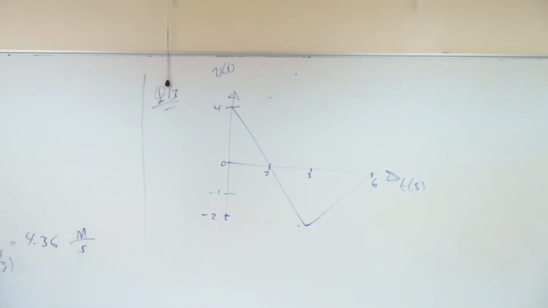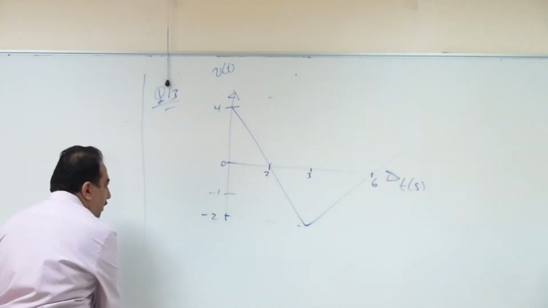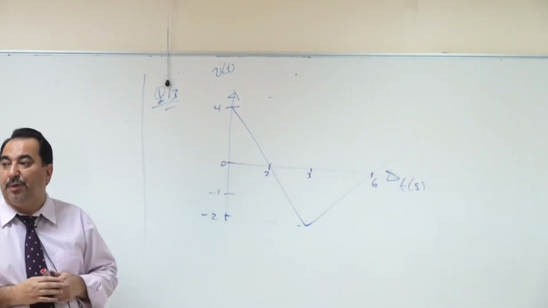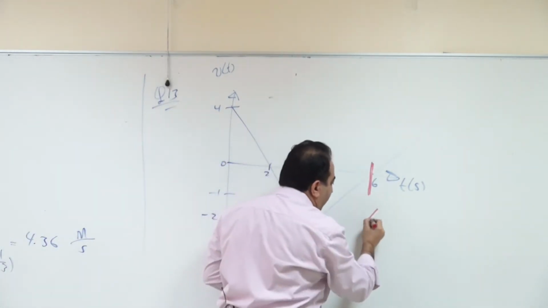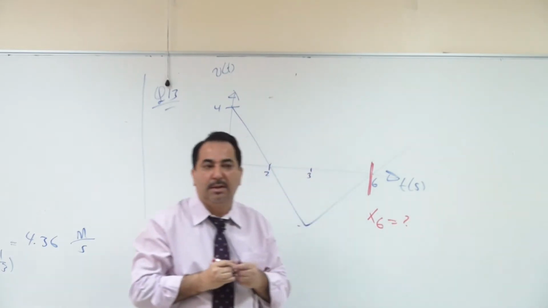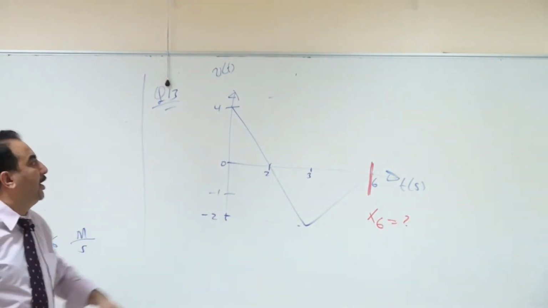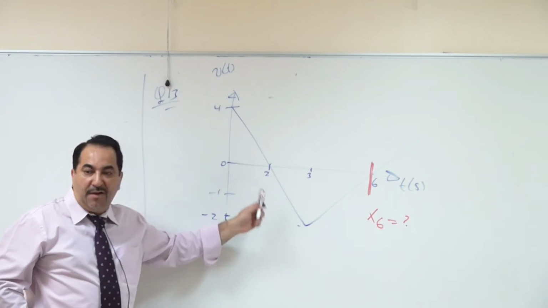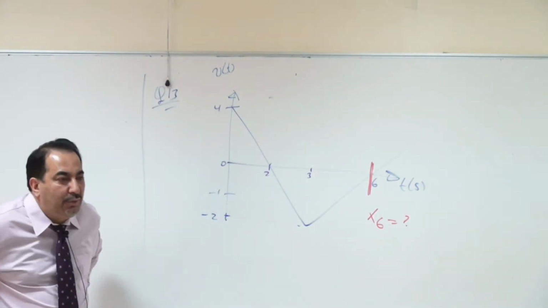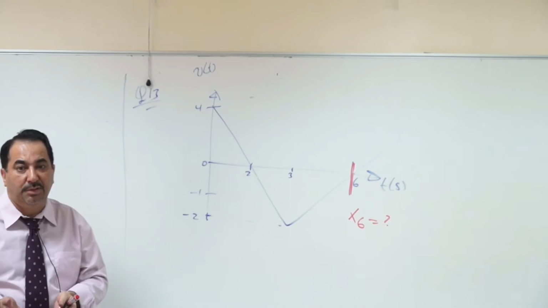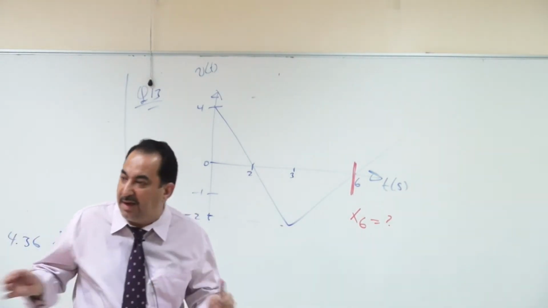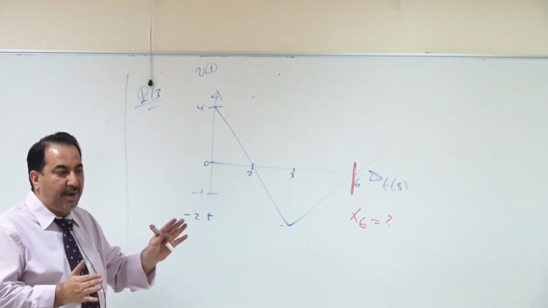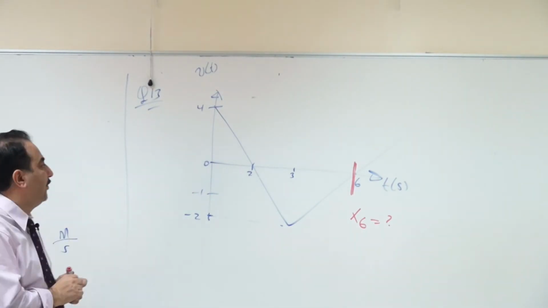Question number 13. Now, what's the question? Find x, the position, where? At time 6. So I want here x at 6. If you have a VT graph, how do you answer questions related to position, displacement, distance? Area under? A velocity time graph gives you area under the graph.